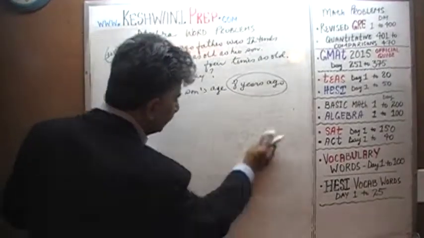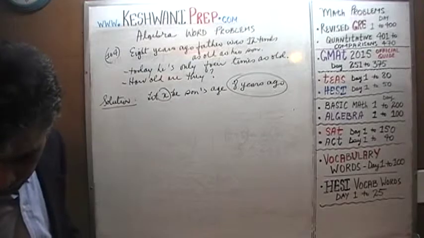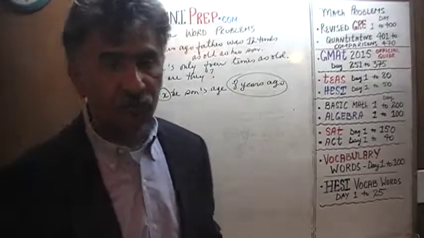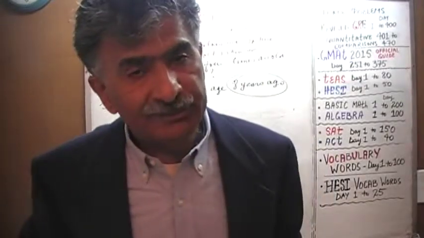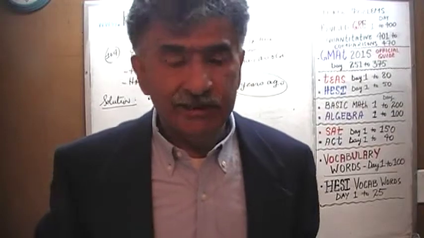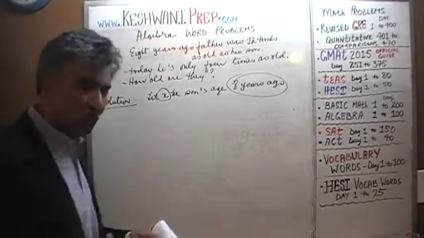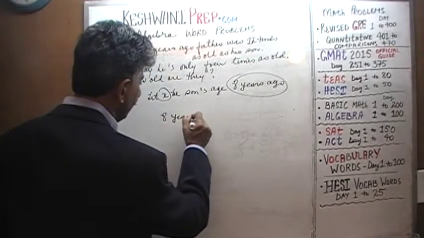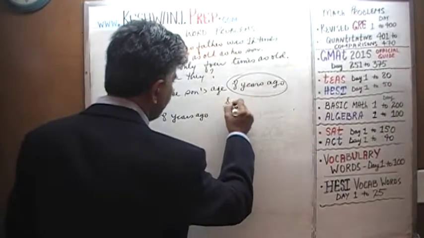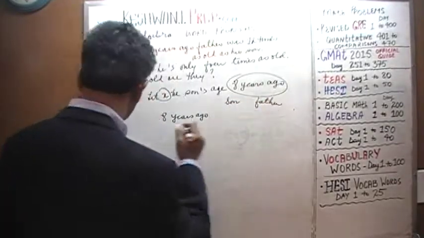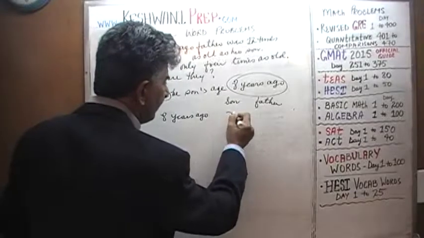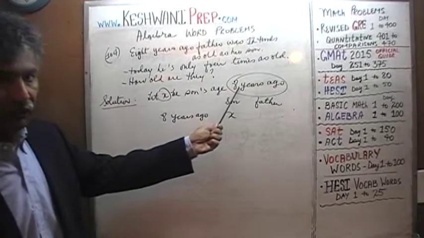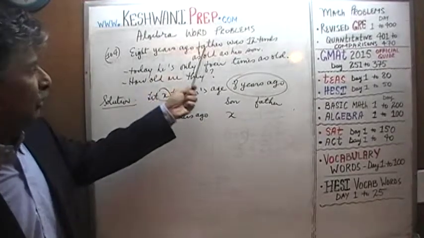Again, why 8 years ago? Just to make it interesting, just so you can see how to set it up using a different time period. Instead of pretending that he's x years old today, we are using x to represent his age 8 years ago. So, what do we know about today? So here we go. This is 8 years ago. Here's the son, here's the father. We are pretending the son is x years old. If the son was x years old 8 years ago, what do we know about 8 years ago? How old was father?